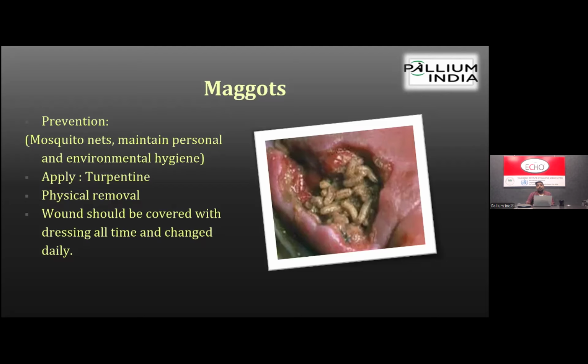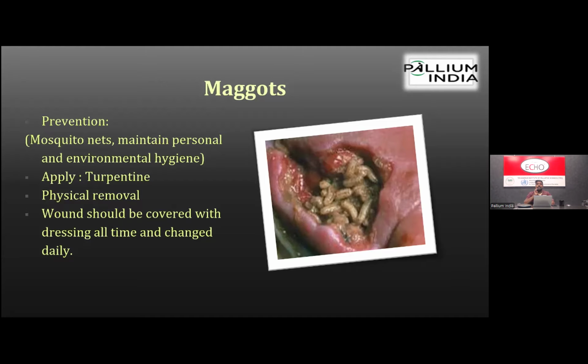In addition, one practice I am telling: for maggots in a normal fungating wound, we can use turpentine oil to remove the maggots. But once the maggots occur in a tract area, for example the vagina or rectum, or any such tract area, if the maggots are infested, with turpentine itself we can't manage continuously.